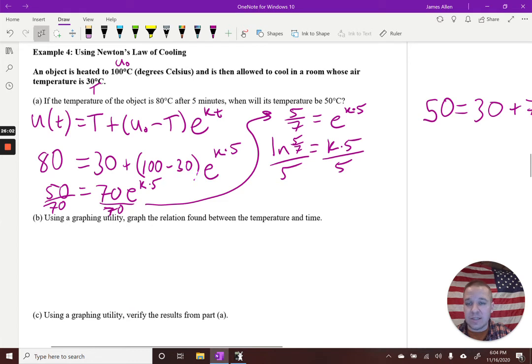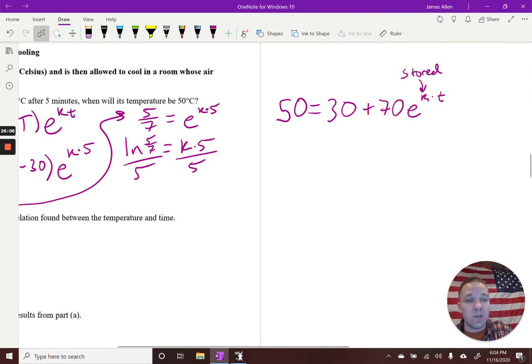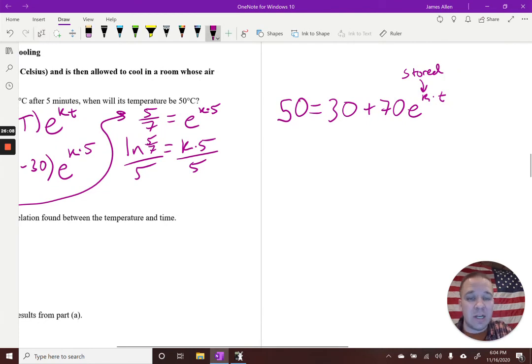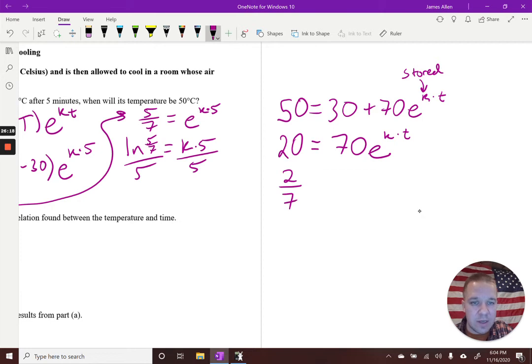The 100 minus 30 stayed the same to be 70. E to the, now we know what K is. We're solving for T, so let's go about this algebraically. I'll subtract 30 and get 20 is equal to 70 E raised to the K T. Divide by 70, I get 2/7.